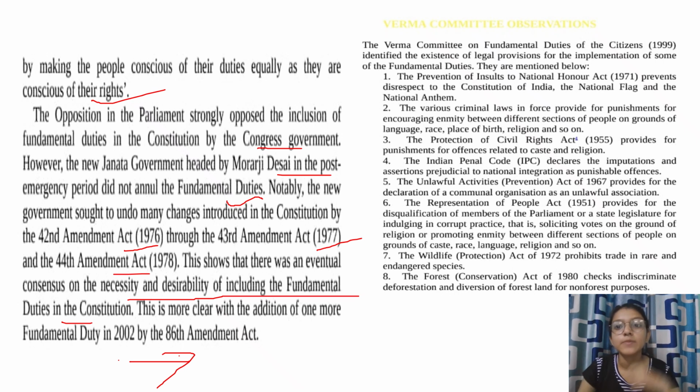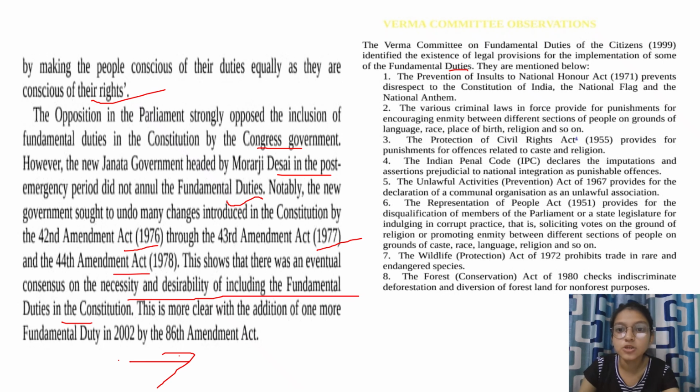Now let us move into the Verma Committee observations. The Verma Committee on Fundamental Duties of the Citizen in the year 1999 identified the existence of legal provisions for the implementation of some of the fundamental duties. So till now we have been saying that the duties that have been given are non-justiciable in nature. But for some duties, if you do not follow them, there is some punishment that can be applied to you.